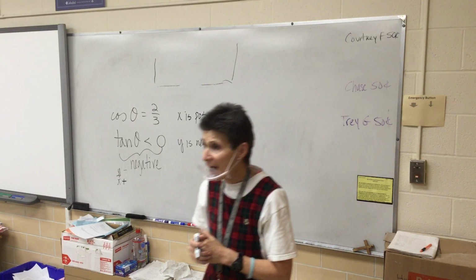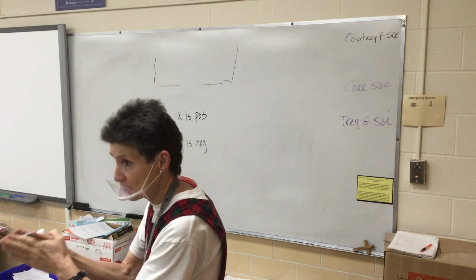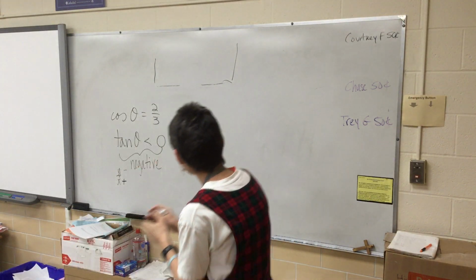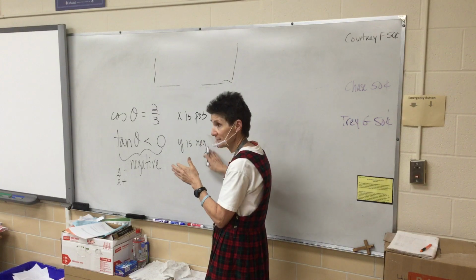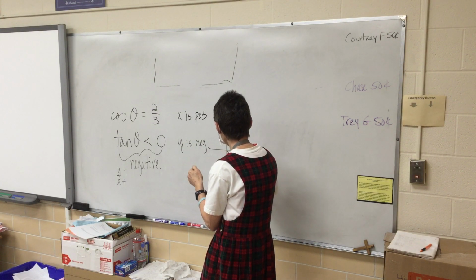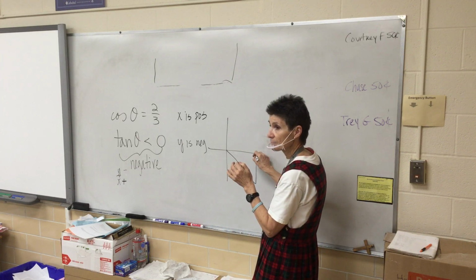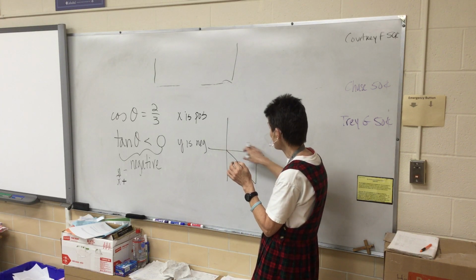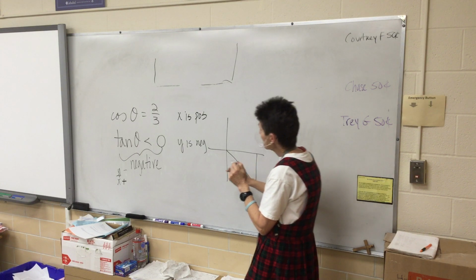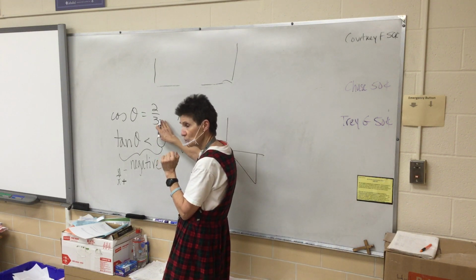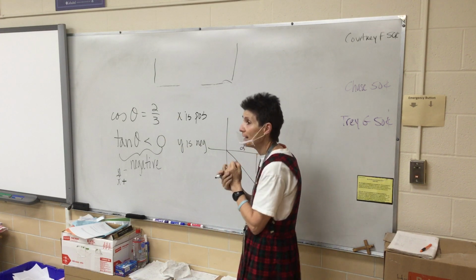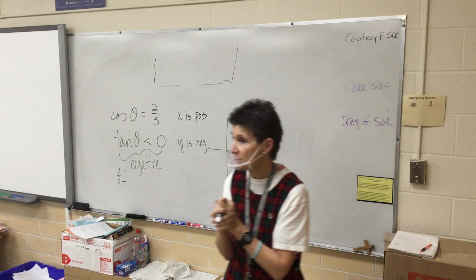Where does that happen? Because now I'm going to draw a triangle, but I have to draw it in the place where the x's are positive and the y's are negative. So that would be quadrant 4, wouldn't it, right here? Isn't x positive and y negative? And the cosine is 2/3, which means adjacent over hypotenuse is 2/3.